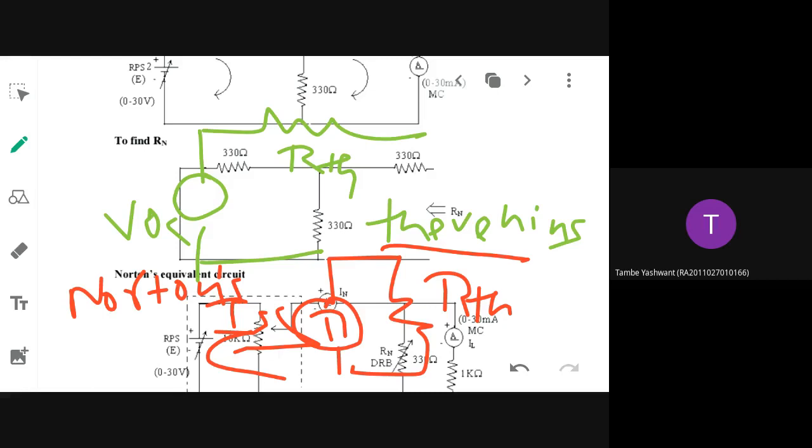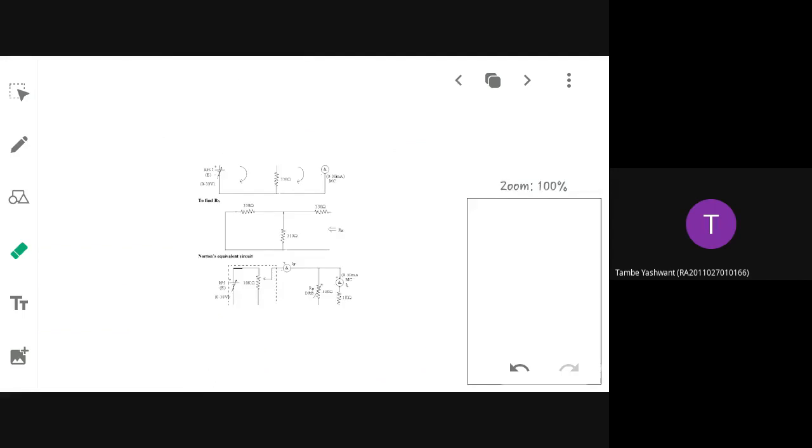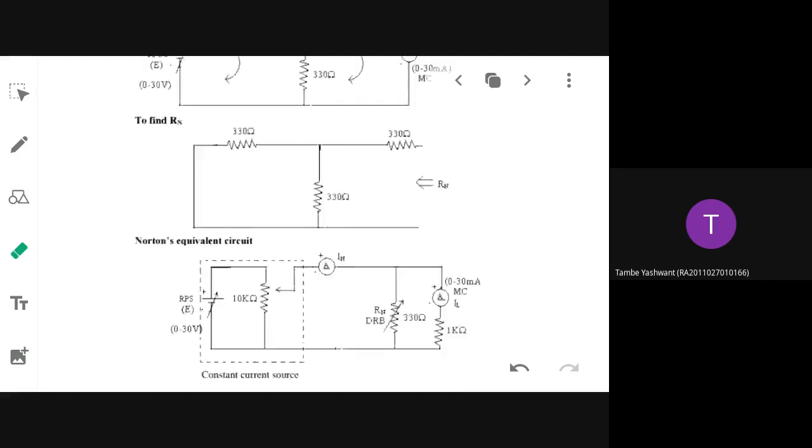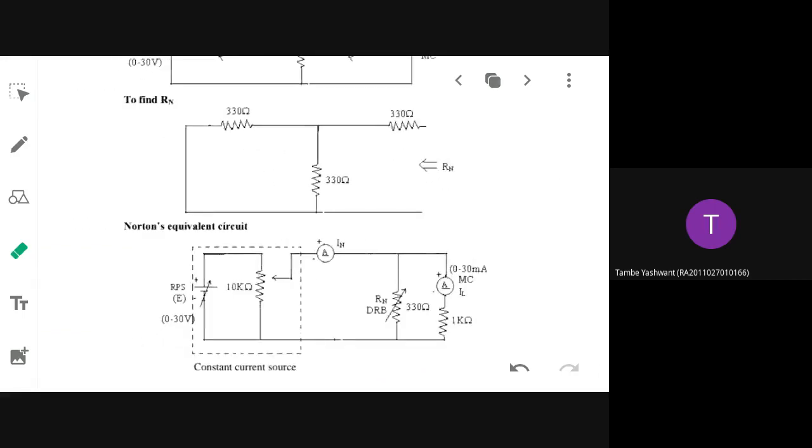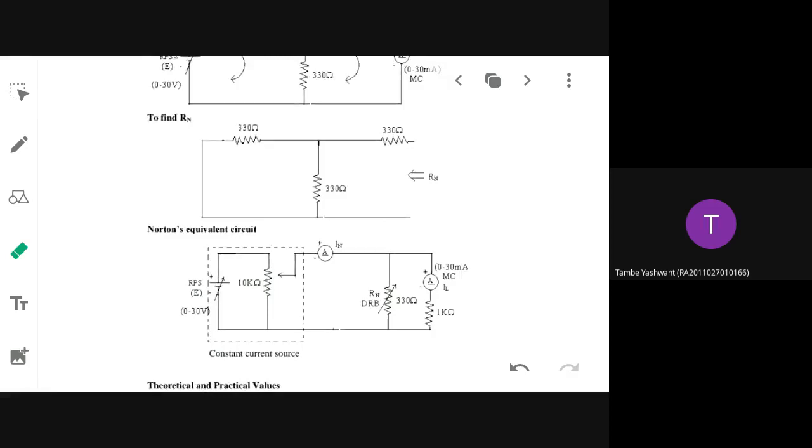Understood? Ma'am, we have to draw it manually? Manually, yes. And here also you need to find out IL. For that, one more formula is there that I will tell you later. But this is how you will be finding out ISC.